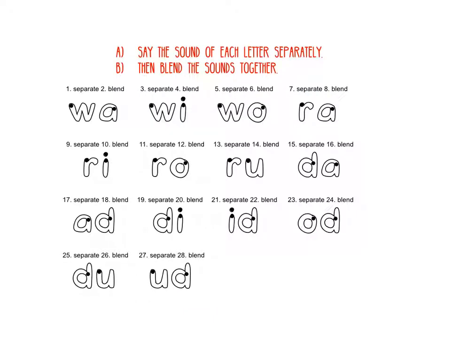Now we'll get into the blending that you'll see in this book, and we'll start with the directions. Say the sound of each letter separately, then blend the sounds together. So we'll start with this first one, and we'll just keep going through. W, a, wa. W, i, wi. W, a, wa.